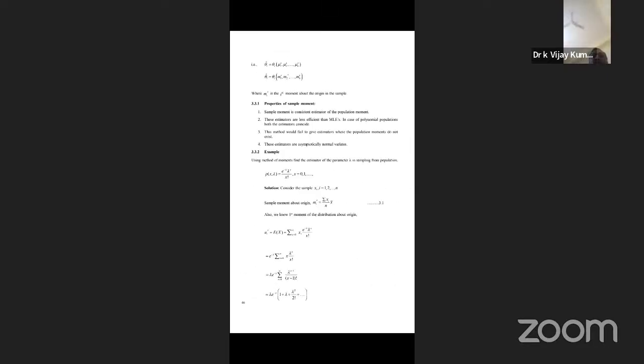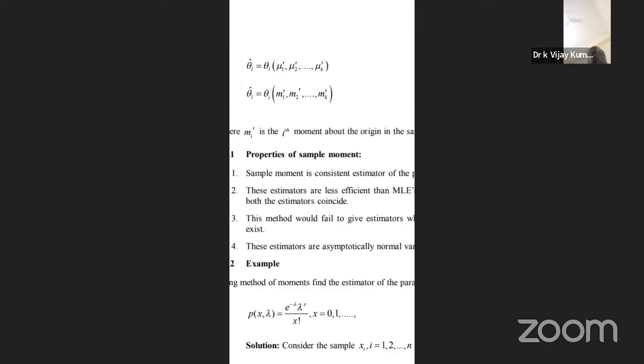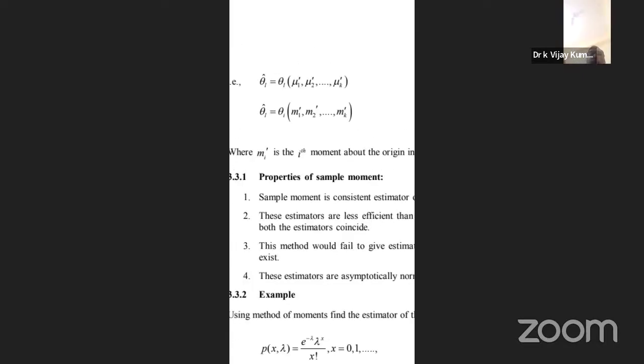So this is the theta 2. What are the terms we are taking here? That is the terms mu 1 dash, mu 2 dash, mu k dash. Theta I is equal to m1 dash, m2 dash and mk dash, where mi is the ith moment about the origin of the sample.